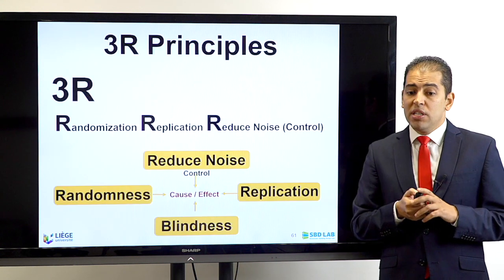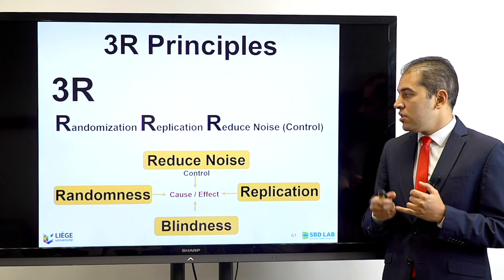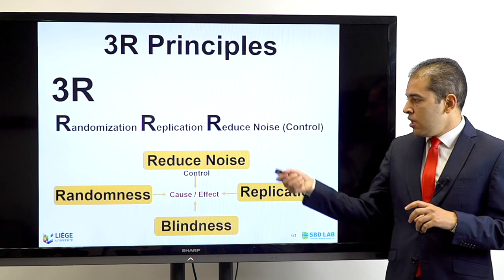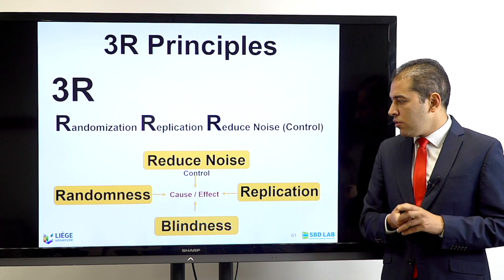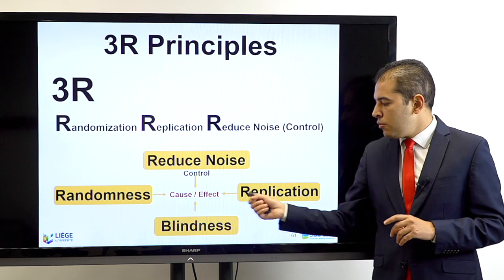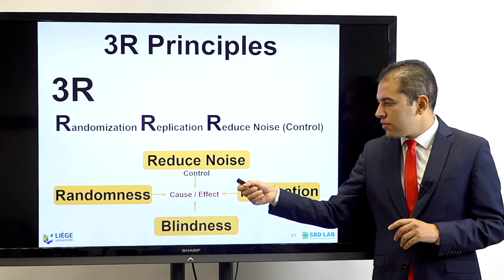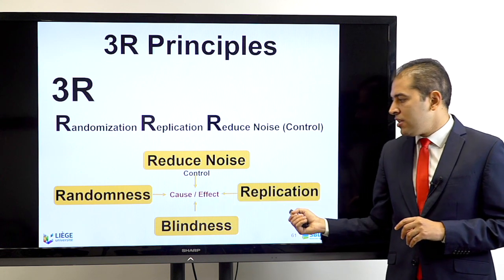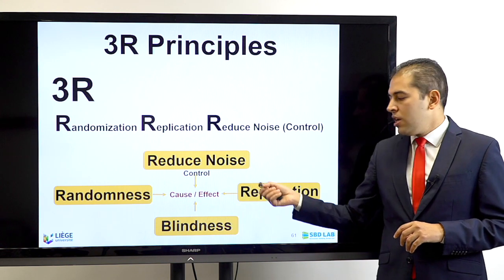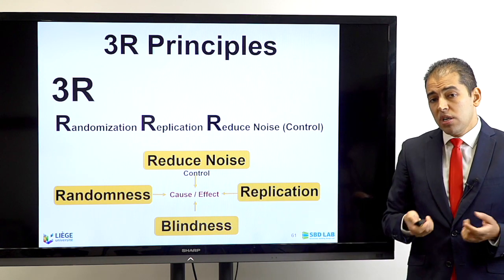Don't forget about the 3R principles: randomization, replication, reduction of noise or control. And as you can see, when we talk about reduction of noise, it's not only control, it also includes blindness. So we are talking here about blindness, reduction of noise, randomization and replication, and we are always seeking in experimental research to establish a cause-effect correlation if possible.